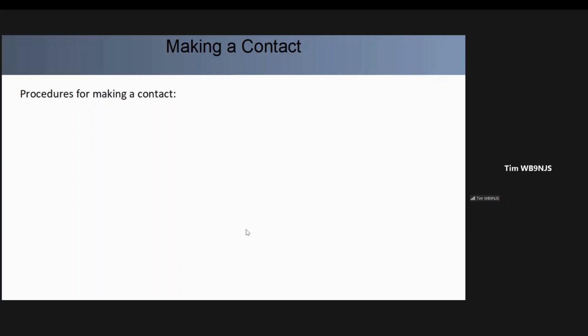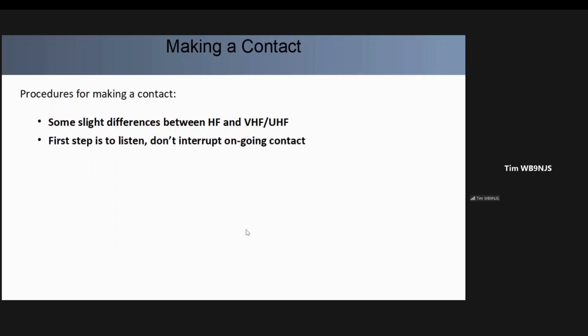So let's move on. We've talked about some of the ins and outs of using FM and repeaters. What about actually making a contact? You're actually going to get on the air and talk to somebody. How does that happen? What are the first steps? Well, first of all, you're going to notice that there are some differences between the way things are done on the HF bands and the VHF, UHF bands.